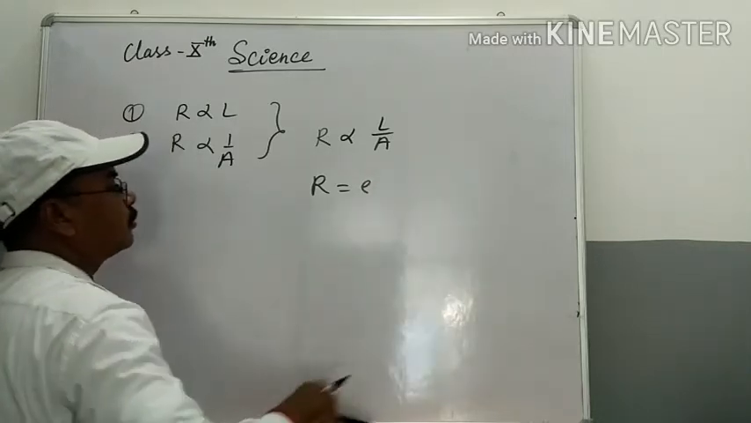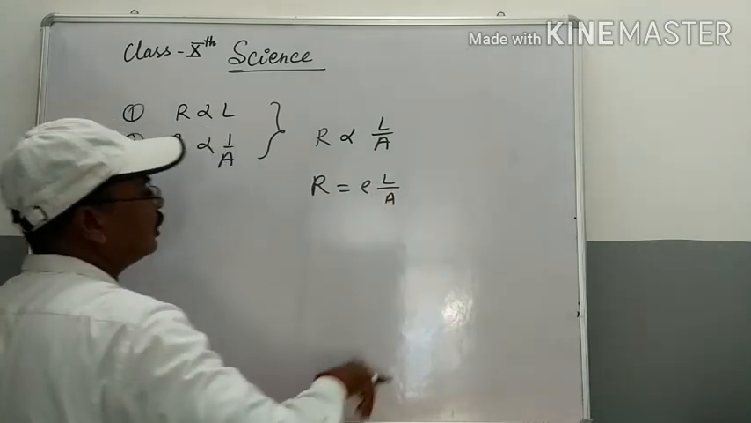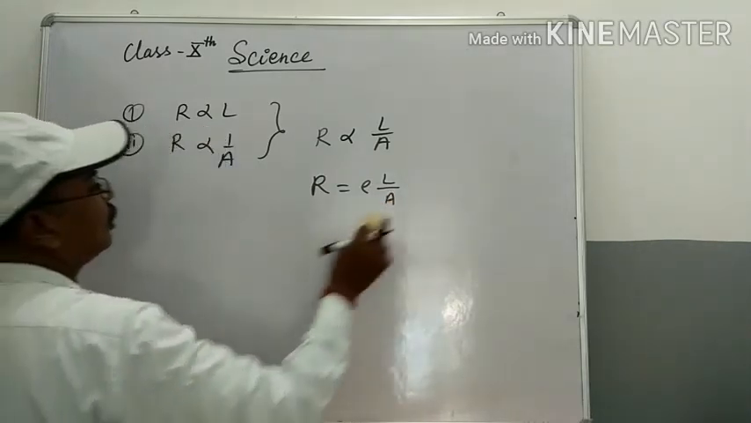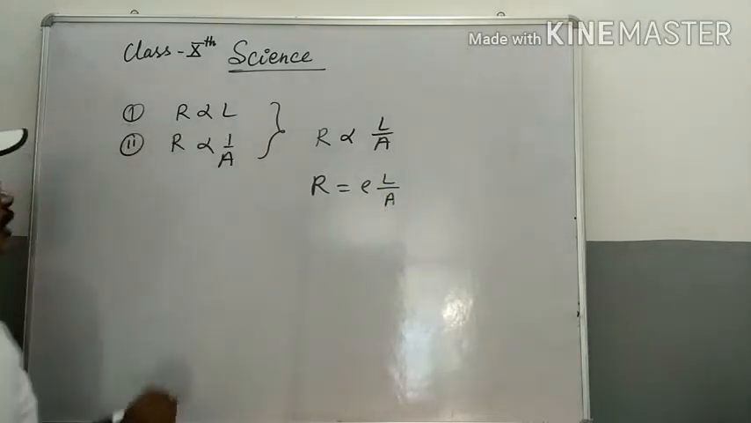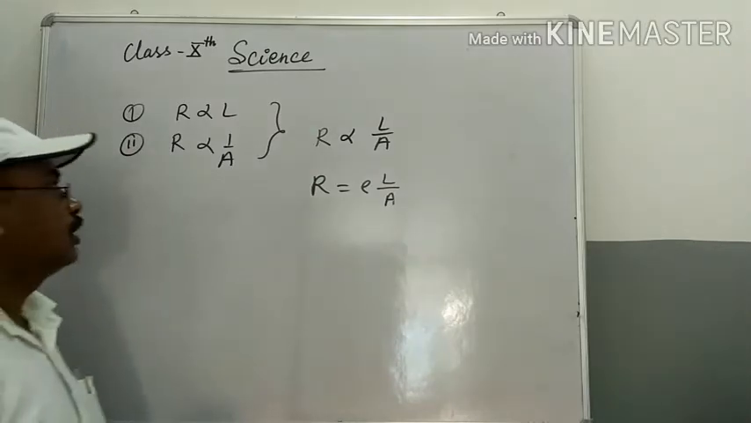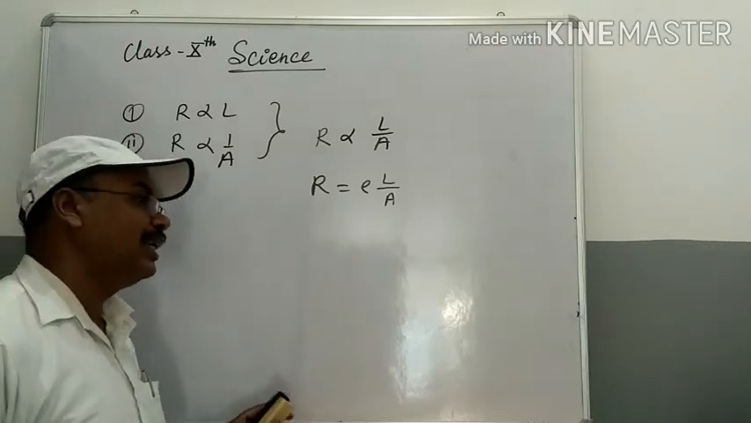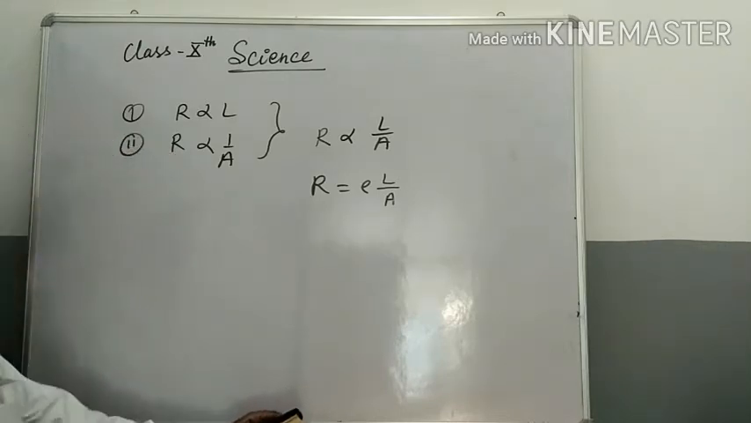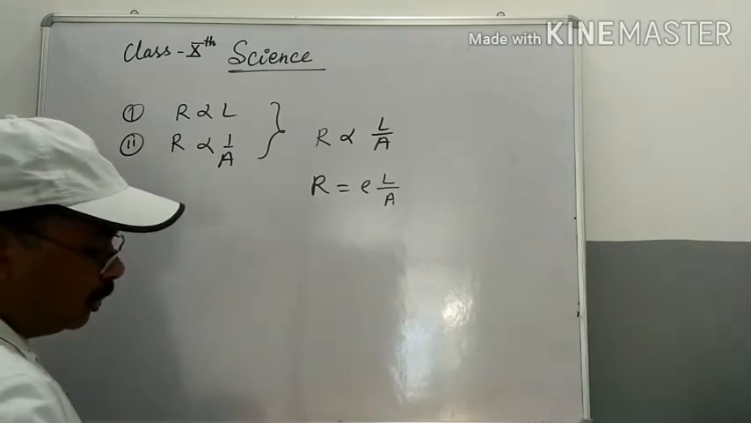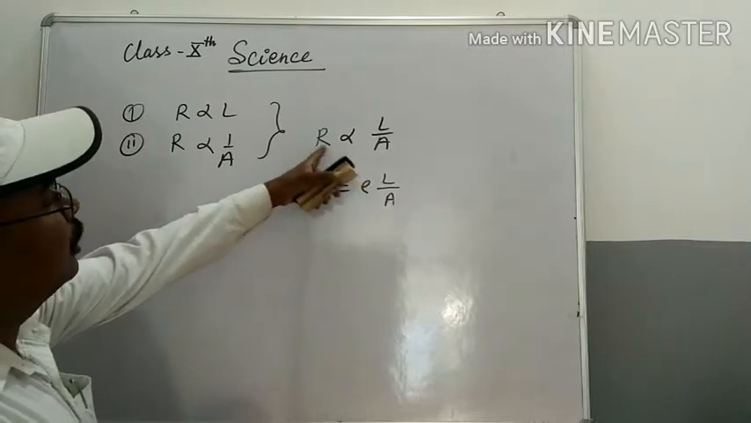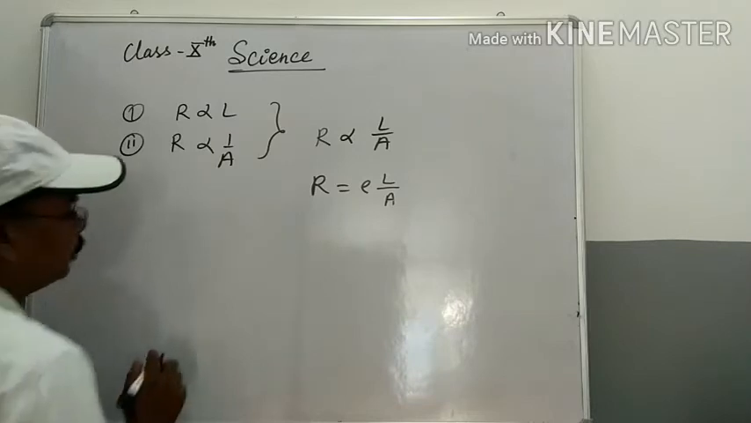And students, what is L? L is the length of the conductor and A stands for the cross-sectional area of the conductor. It means resistance of a conductor is directly proportional to the length and inversely proportional to the cross-sectional area. Mixing both, R equals rho L upon A. Here rho is resistivity.